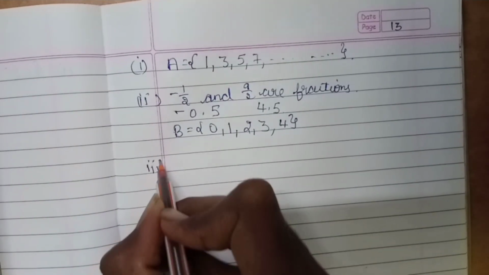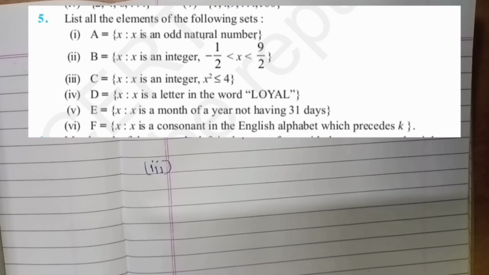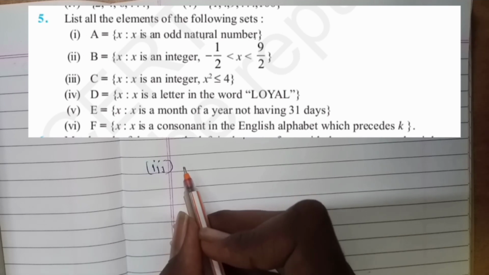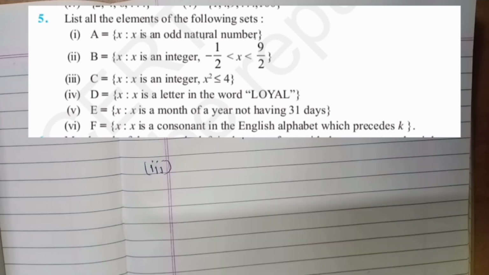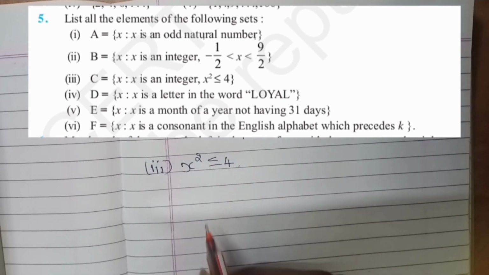Third sub question, C is equal to x such that x is an integer where x square is less than or equal to 4. Okay, we'll apply the numbers in the place of x and we'll get the elements and we'll list all the elements of the set. The condition is x square should be less than or equal to 4.